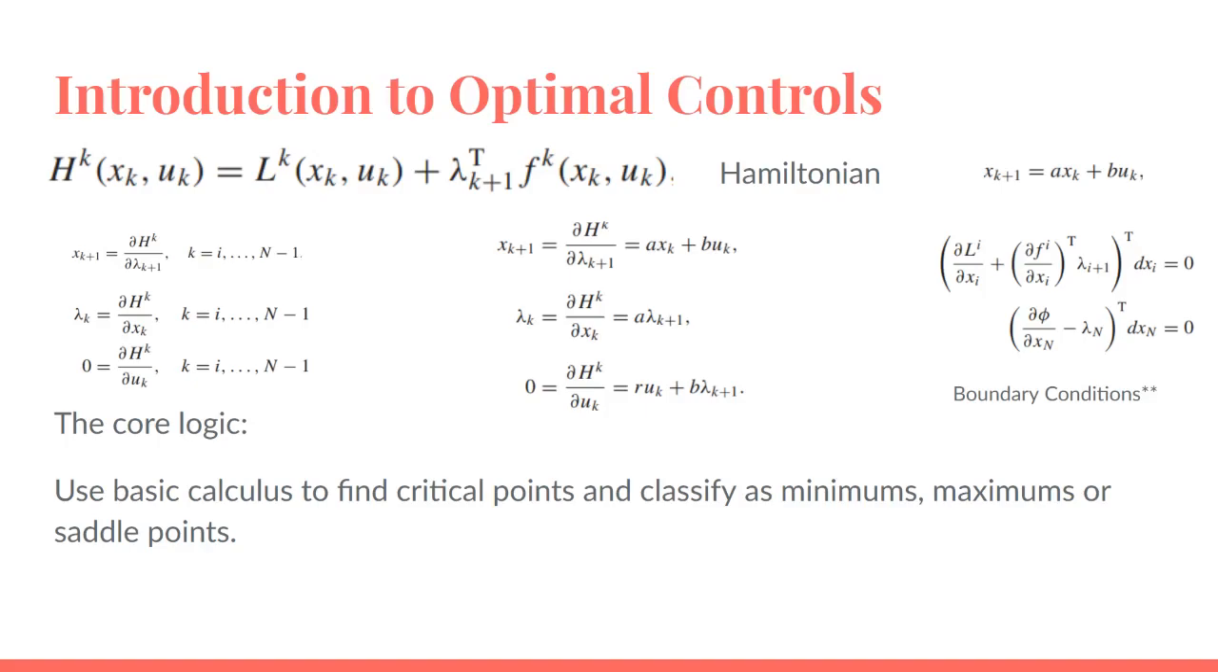So the way to do this is basic calculus. You form a function called a Hamiltonian, which is a function of the performance index and your original state. Then from here you can take derivatives to find critical points, which generally means a minimum, maximum, or saddle point. And then you can use your boundary conditions, which is a function of your problem statement, to solve for the state and costate equations.